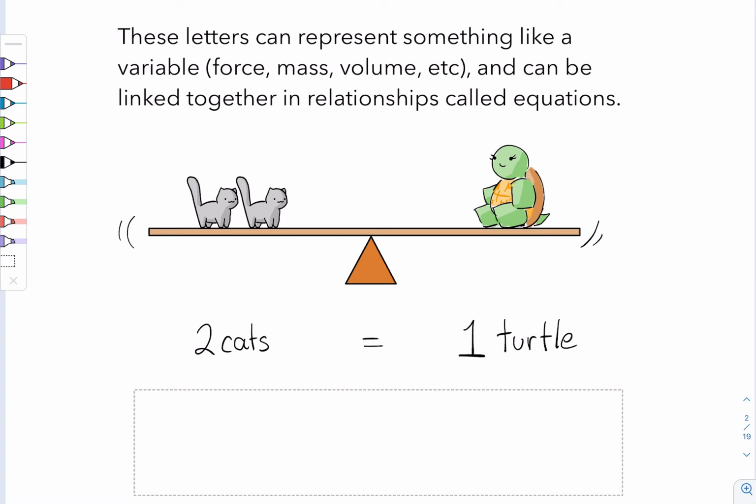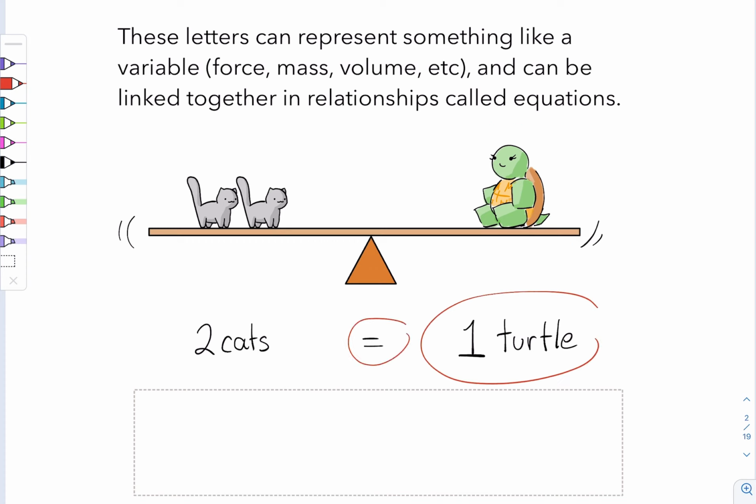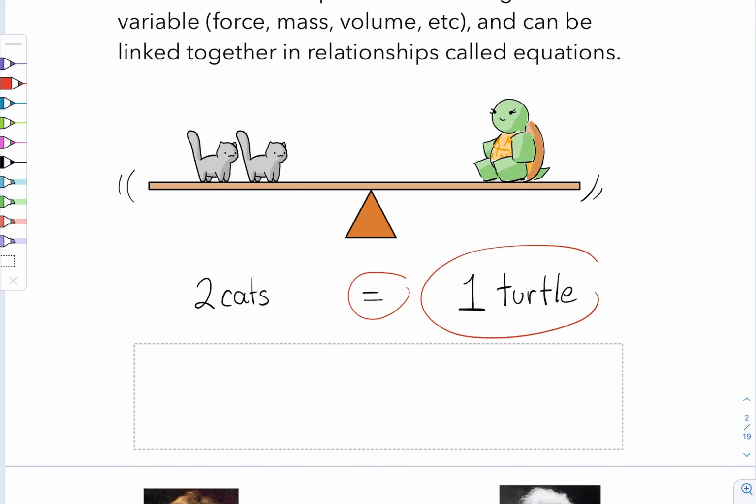So here I've got a relationship between the mass of one turtle, which is basically equal to the mass of two cats. That's what I've written down here in the row below. I've got one turtle is the same weight as two cats. If I translate this into algebra form, I can use, let's say, the letter T for turtle, and there's only one of them, so I'm just going to write the letter T, is the same thing as two cats, and I'm using the letter C for cat. All right, so that's where the language of using letters comes in, and how we link or relate them together using equations like this.